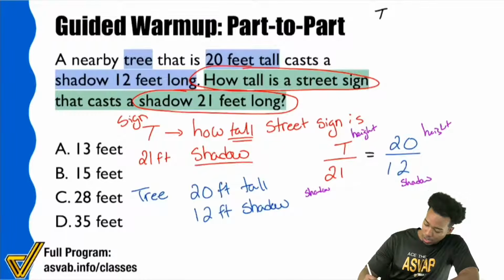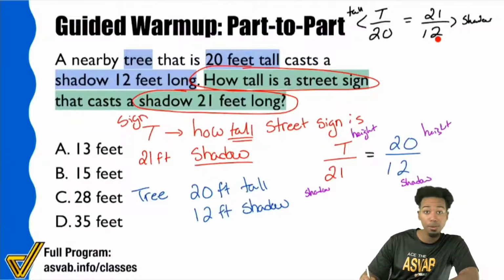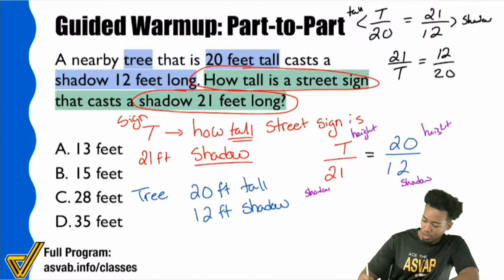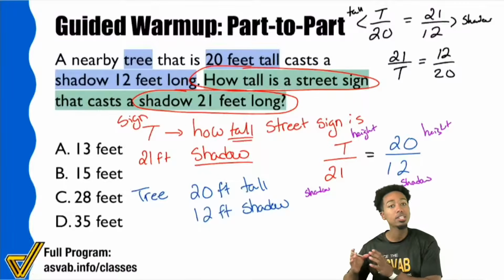You could have done T over 20 equals 21 over 12, because both of these represent how tall and both of these represent the shadow. And so this first one represents the street sign, tree, street sign, tree. Same comparison in the same way. That would work. We could also do it backwards. If you wanted to do 21 over T equals 12 over 20, that also works, because you're still comparing the same things in the same way.